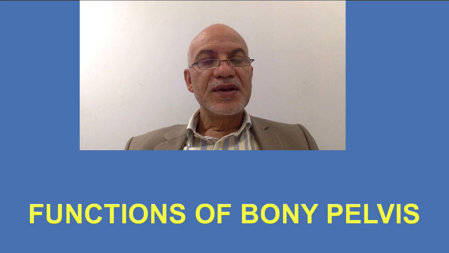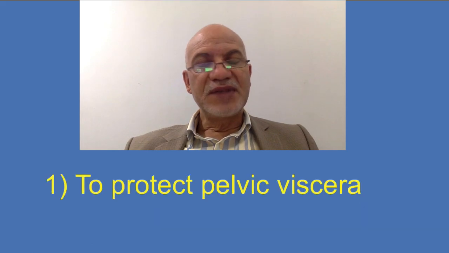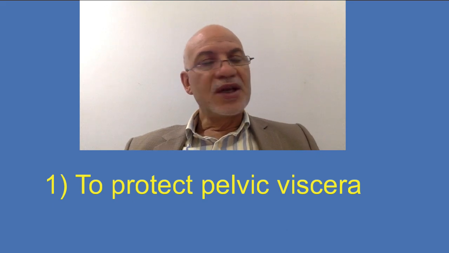Bony pelvis is formed of two hip bones, sacrum and coccyx. Function of the bony pelvis: the bony pelvis protects the pelvic viscera, such as urinary bladder, uterus in female, rectum in male and female.